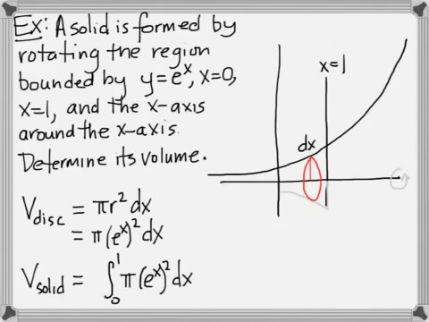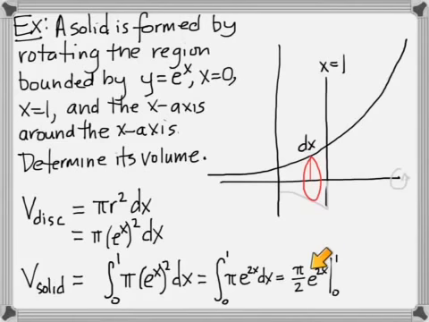There's my formula for the volume of the disk. I'm going to add up all those disks to get the volume of the solid. This might be a little scary, but remember that power to power you just multiply, so that's just e to the 2x. Use the fundamental theorem. The antiderivative of e to the 2x is 1/2 e to the 2x, so that's why I get pi over 2. I'm going to plug in 1, then plug in 0 and subtract. When I get that, I get pi over 2 times e squared minus 1, e to the 0 being 1. So that's that problem.